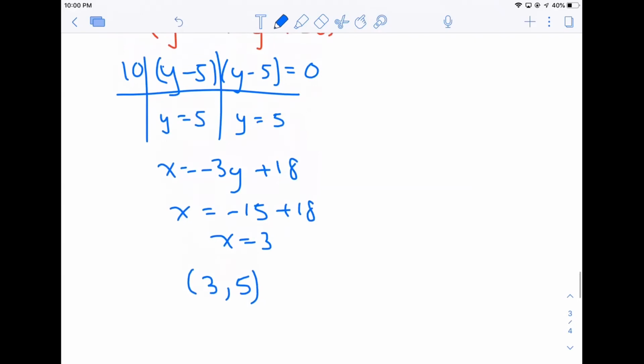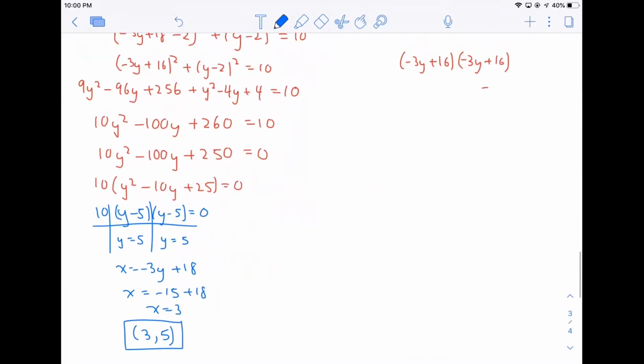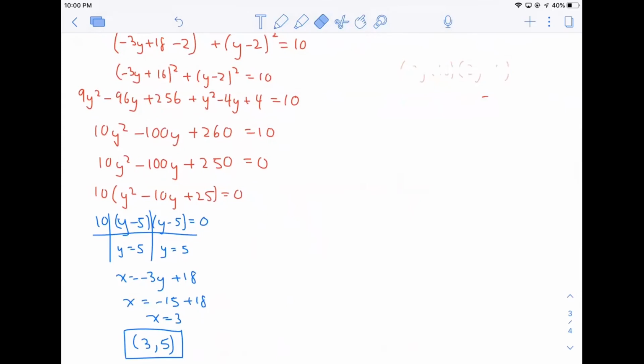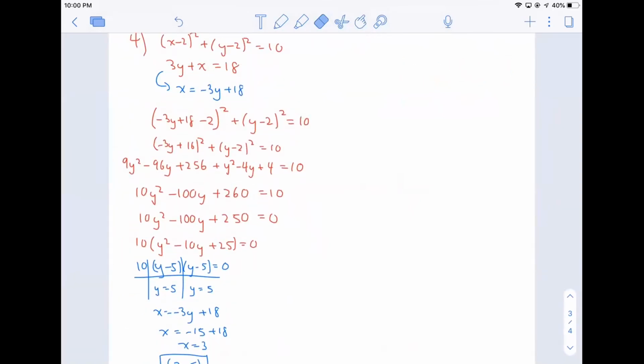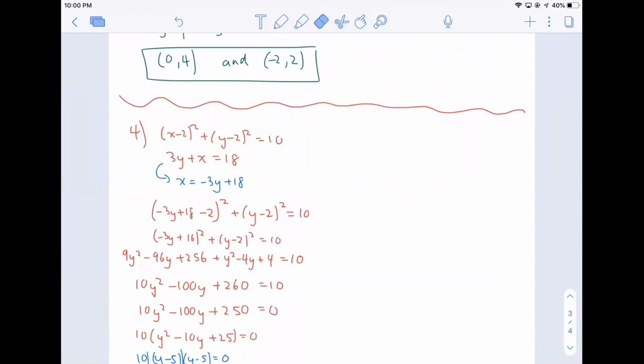So in this case, there's only one solution, right? Because we got the same y value 2 times. So that is it. There's only one point of intersection here. And if you want, you can check on your calculator again. But there we go.